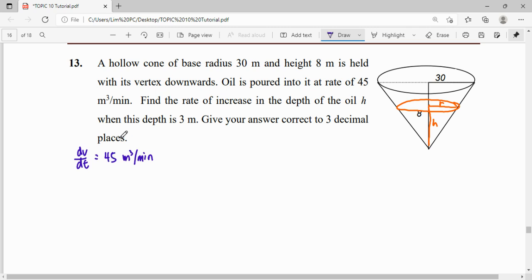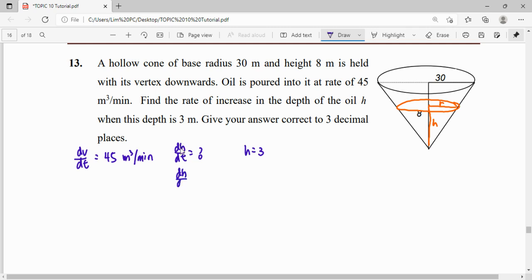And then for the next sentence, find the rate of increase of the depth of the oil. So we're going to find our dH/dt, which means the rate of change of this height when the depth, that is when our h is equal to 3. Correct the answer to 3 decimal places. So what we want to find is dH/dt.